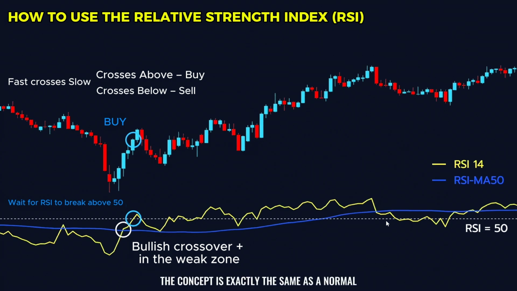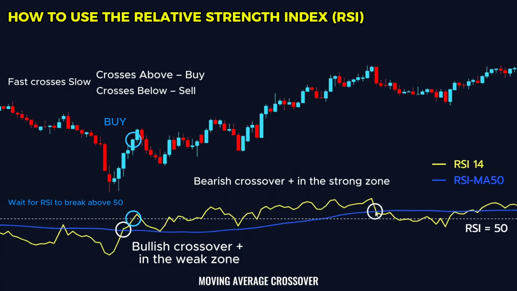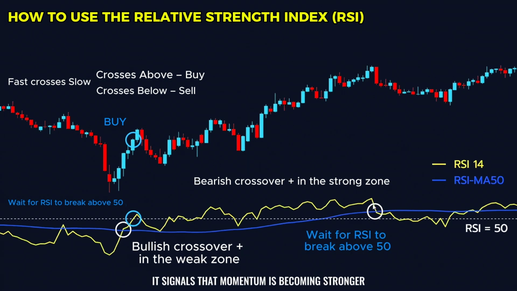The concept is exactly the same as a normal moving average crossover. When the RSI crosses above its moving average, it signals that momentum is becoming stronger. When the RSI crosses below its moving average, it signals that momentum is becoming weaker.